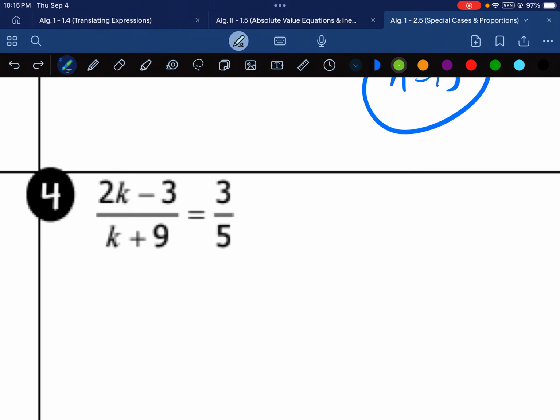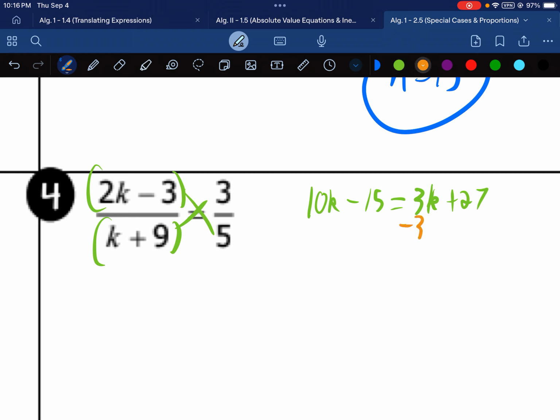Number 4 here, two fractions equal to each other again, so once again we cross multiply. 5 times the entire numerator, 2k plus 3, so 5 times 2k is 10k, and 5 times negative 3 is negative 15. On the other diagonal, 3 times the entire denominator, 3 times k is 3k, and 3 times positive 9 is positive 27. So now we continue solving from here.